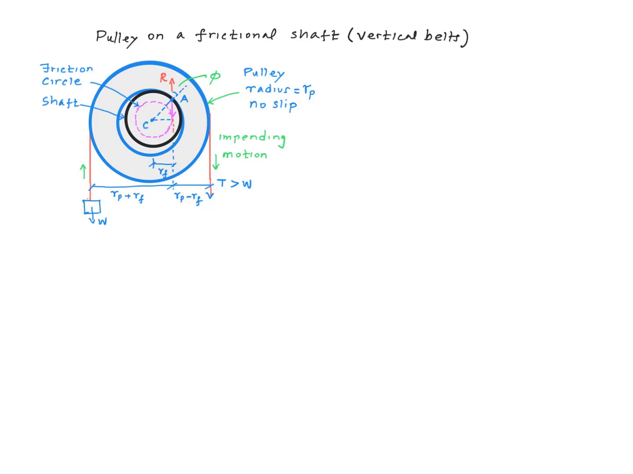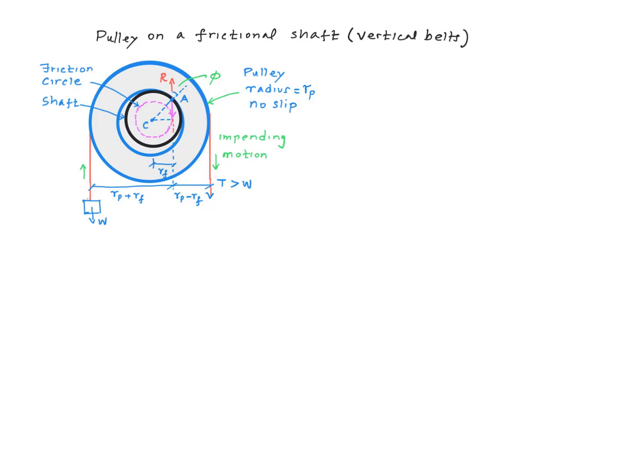The net moment due to T and W is going to be clockwise, and therefore the moment due to the resultant R has to be counterclockwise. So qualitatively, this is the right location for the contact between the pulley and the shaft, not over here, not vertical. At the frictional limit, the angle between the resultant R and the contact normal will have to be phi, the friction angle phi, right?